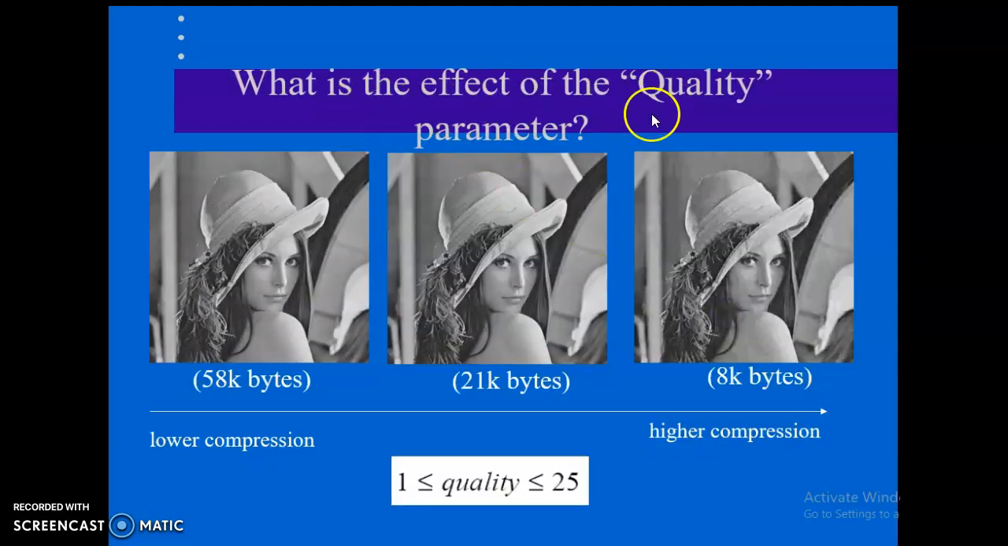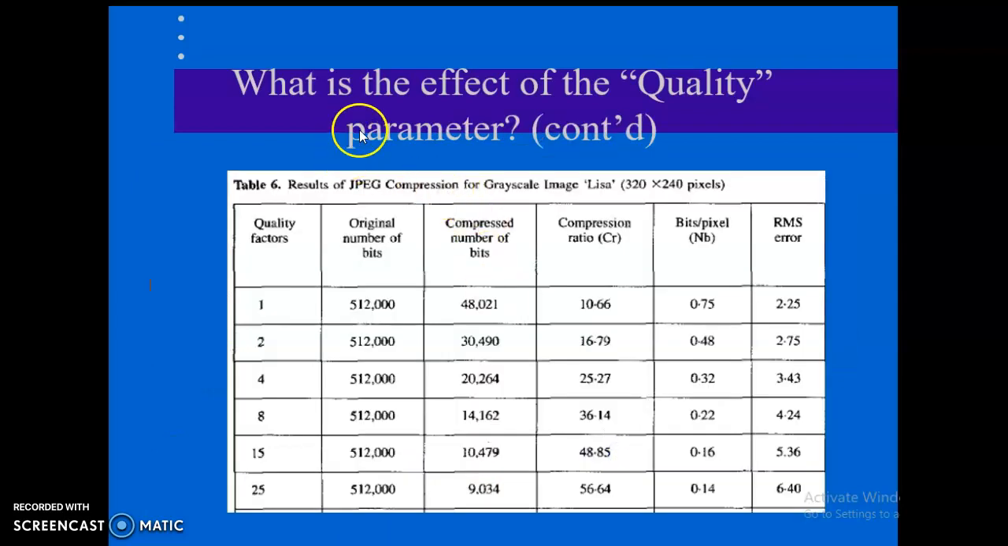What is the effect of the quality parameter? 58 kilobytes, 21 kilobytes, 81 kilobytes. Lower compression, higher compression, for quality between 1 and 25. What is the effect of the quality parameter?